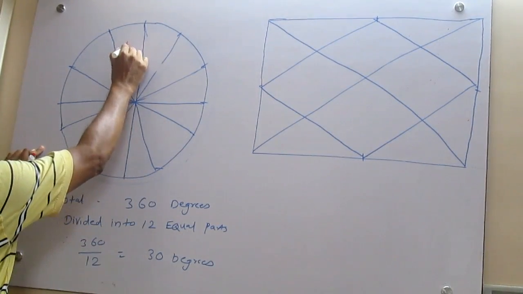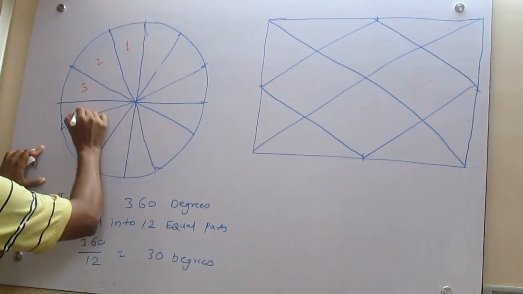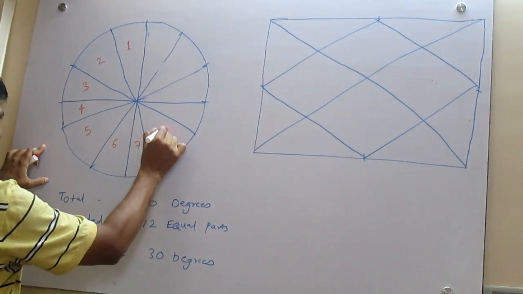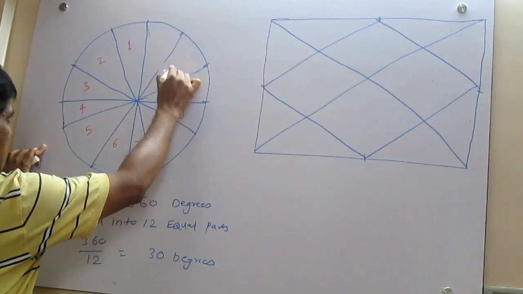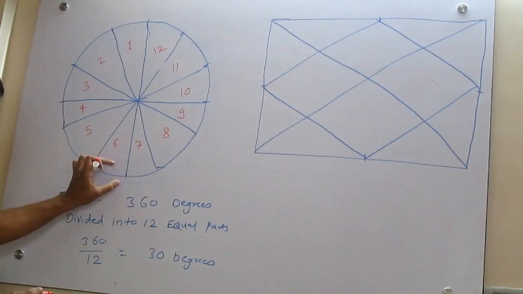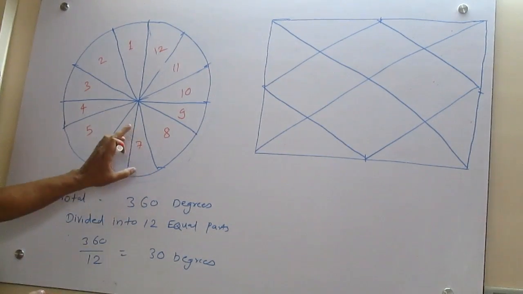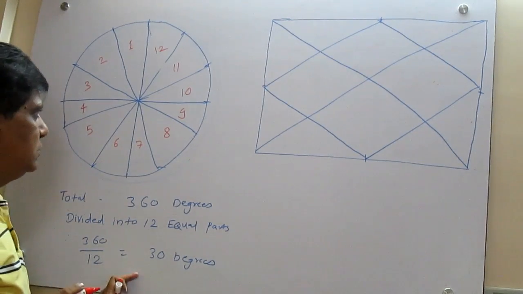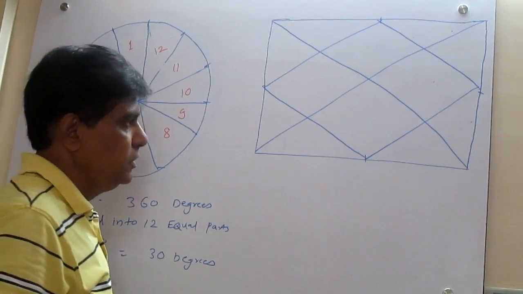This is part number 1, 2, third part, 4th, 5th, 6th, 7th, 8th, 9th, 10th, 11th and 12th. So each part is 30 degrees and equally divided. The horizon is equally divided. Based on this, the birth chart of Janma Kundali is formed.